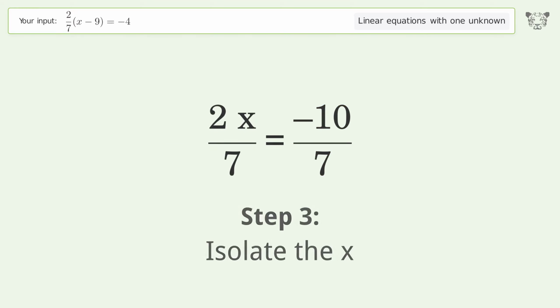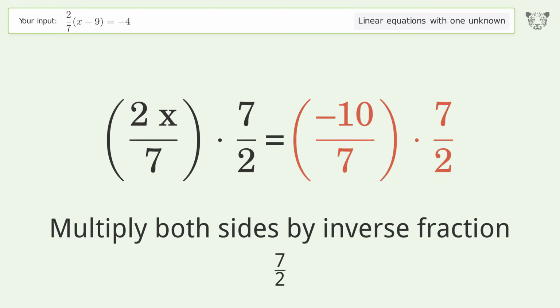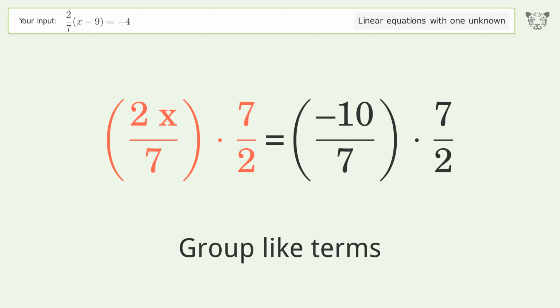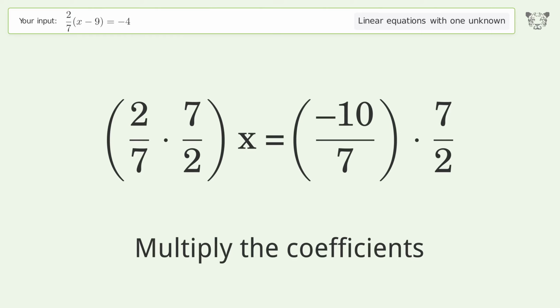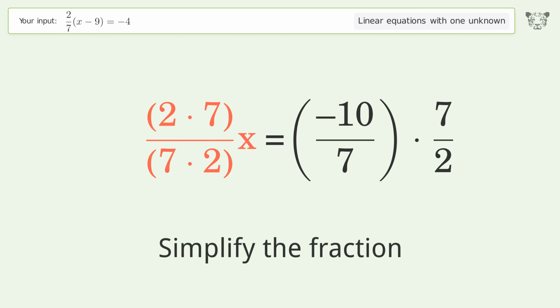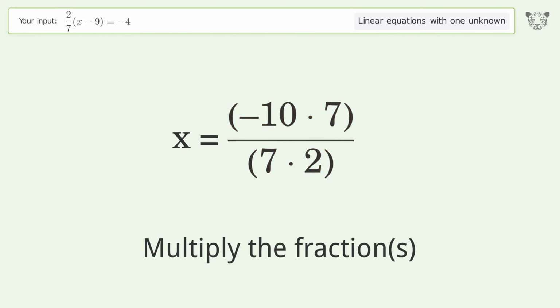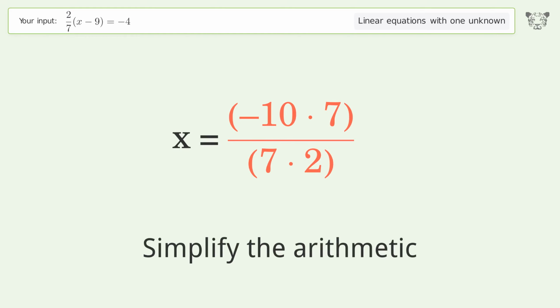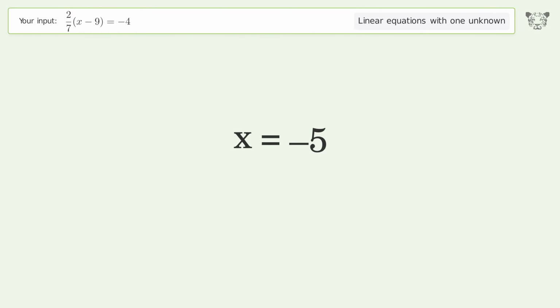Isolate the x. Multiply both sides by inverse fraction 7/2. Group like terms. Multiply the coefficients. Simplify the fraction. Multiply the fractions. Simplify the arithmetic. And so the final result is x equals -5.